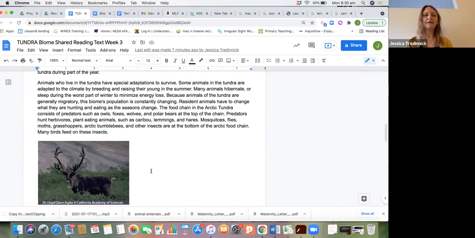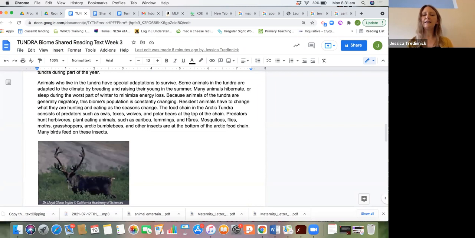Animals who live in the tundra have special adaptations to survive. Some animals in the tundra are adapted to the climate by breeding and raising their young in the summer. Many animals hibernate or sleep during the worst part of winter to minimize energy loss. Because animals of the tundra are generally migratory, so migratory, I can see the word migrate. So I think it's got to do with they move and they migrate out. So they'll migrate for the winter and then come back. It says this biome's population is constantly changing. Resident animals have to change what they are hunting and eating as the seasons change.